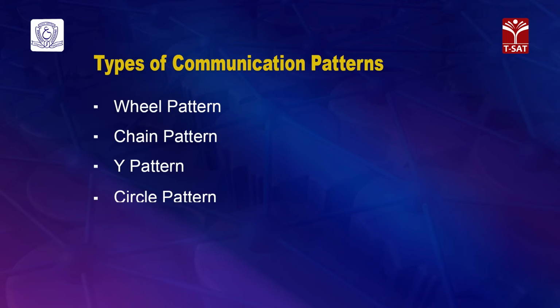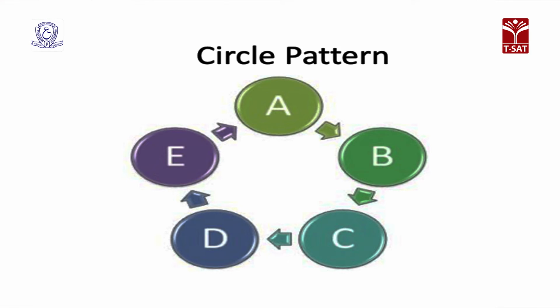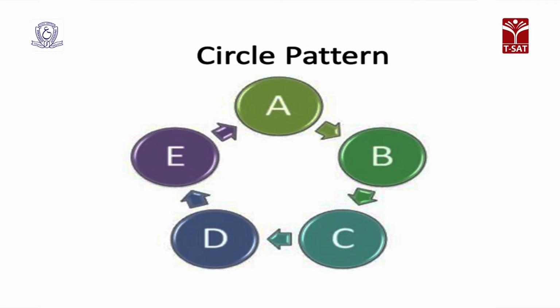The next type of pattern is the circle pattern. As you can see in the figure, it is in the form of a circle. The circle pattern gives every member equal communication opportunities. Each member can communicate with the person to their right and the left. In this pattern, no one is central and communication is allowed to flow in all directions. Each member of the circle has exactly the same authority or power to influence the group.